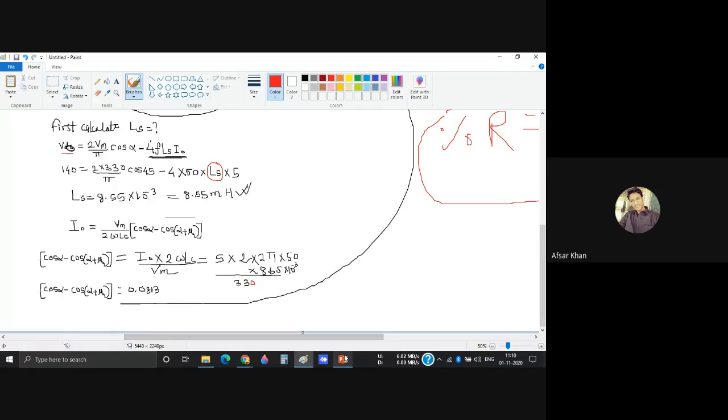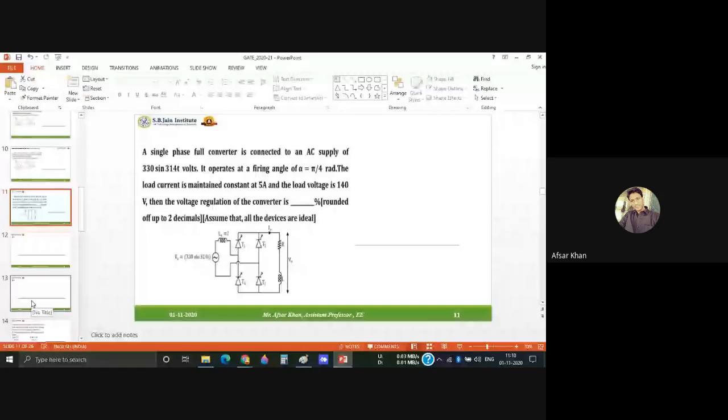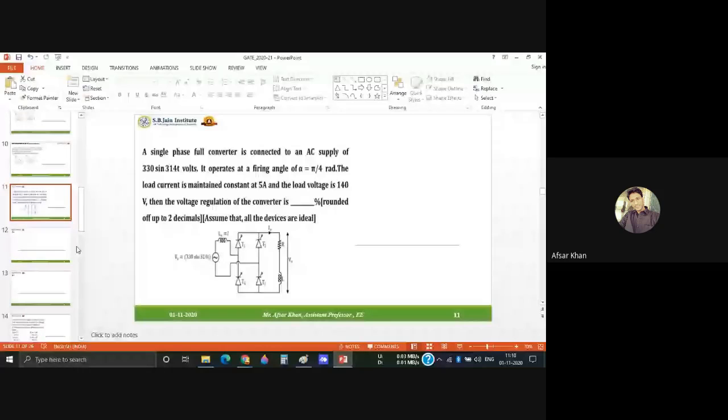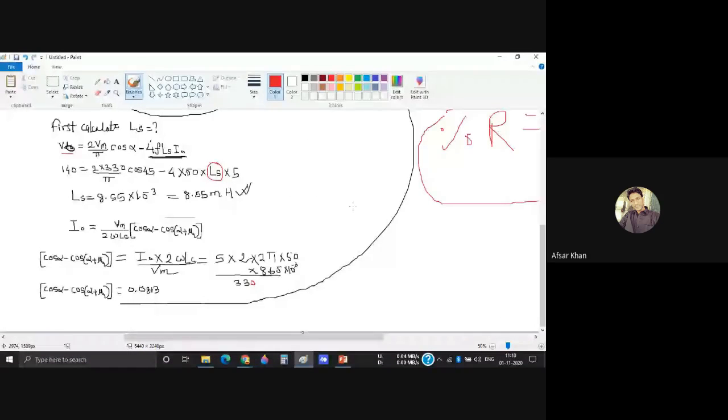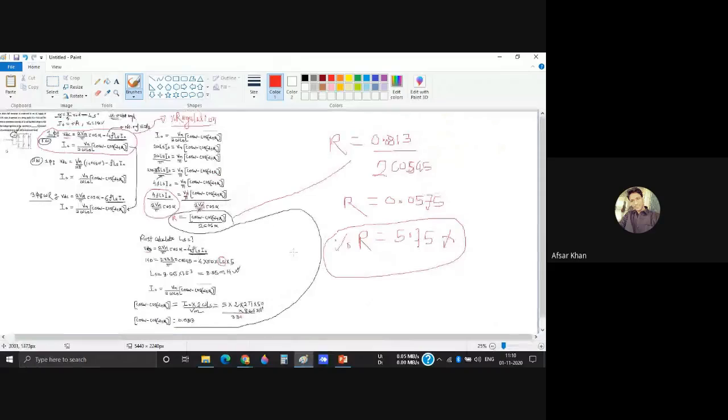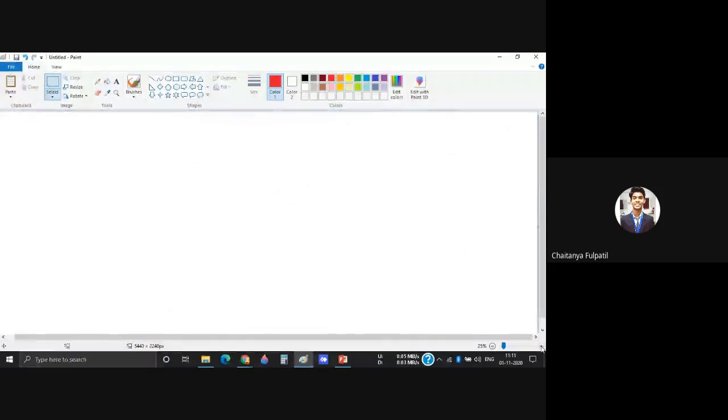Now we will move to our next problem. It is again a rectifier problem. Here there are some concepts of displacement factor, power factor and distortion factor, students. So before solving this problem, we will have some concepts. Very interesting concepts. Have you taken this? Yes, sir. So should I erase this? Yes, sir. Okay, fine.